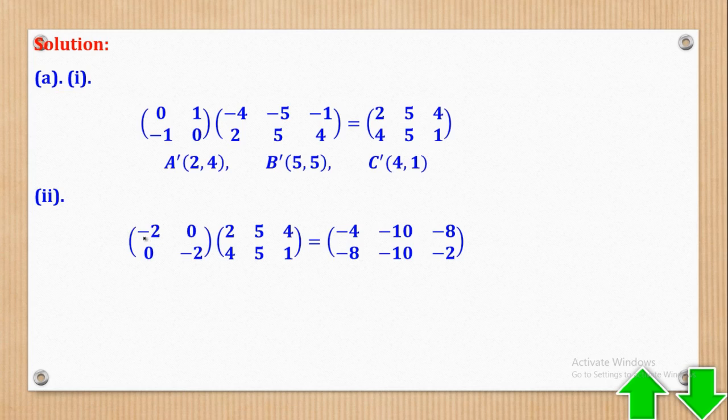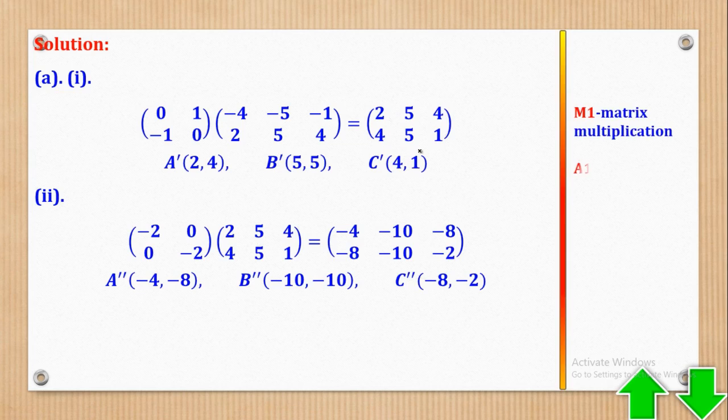For C, we shall do the same. That with this will come up with negative 8. Then this with this will come up with negative 2. So now we shall conclude that A double prime is (-4, -8), B double prime is (-10, -10), and C double prime is (-8, -2).